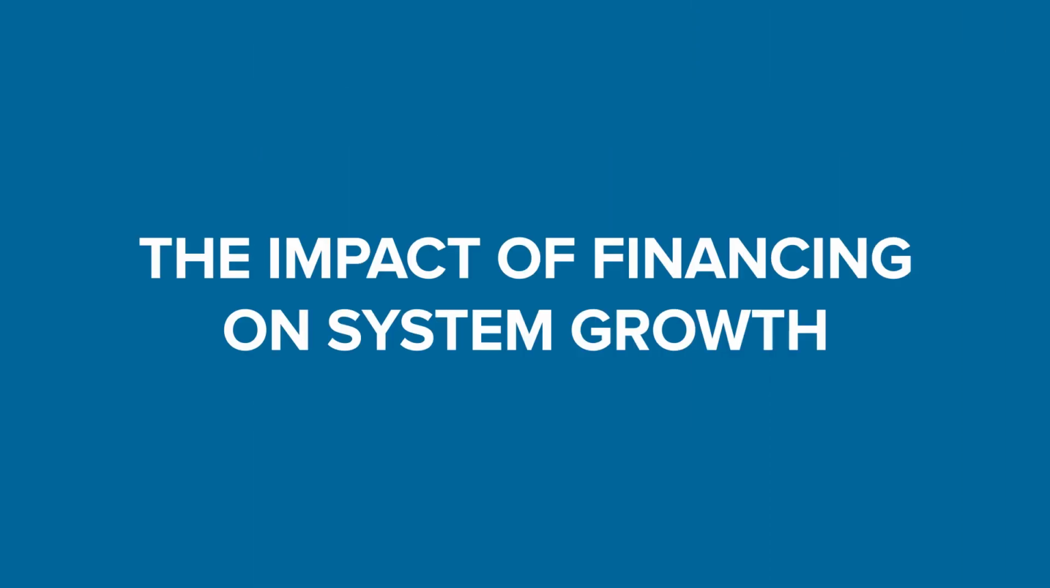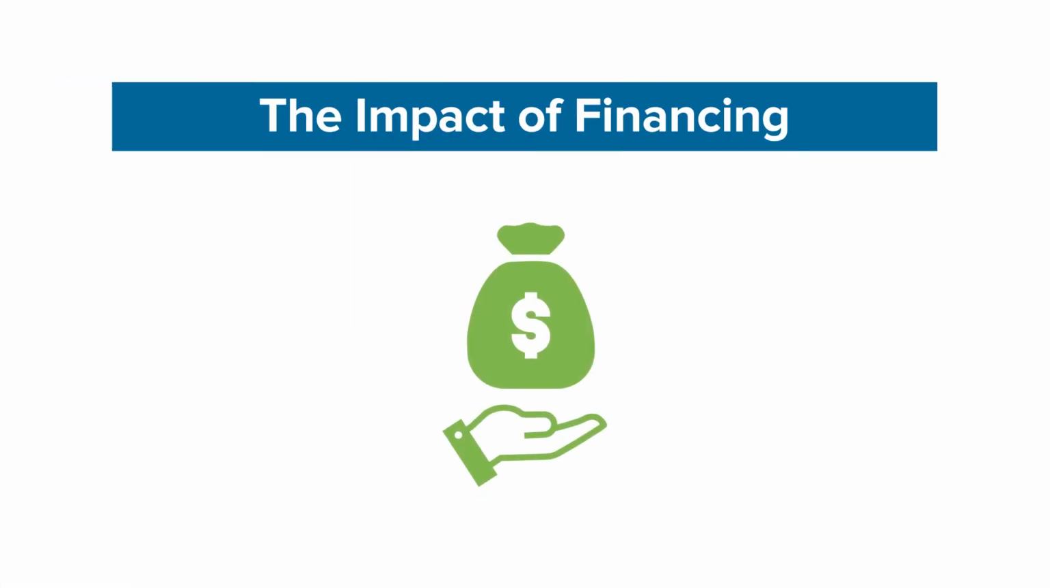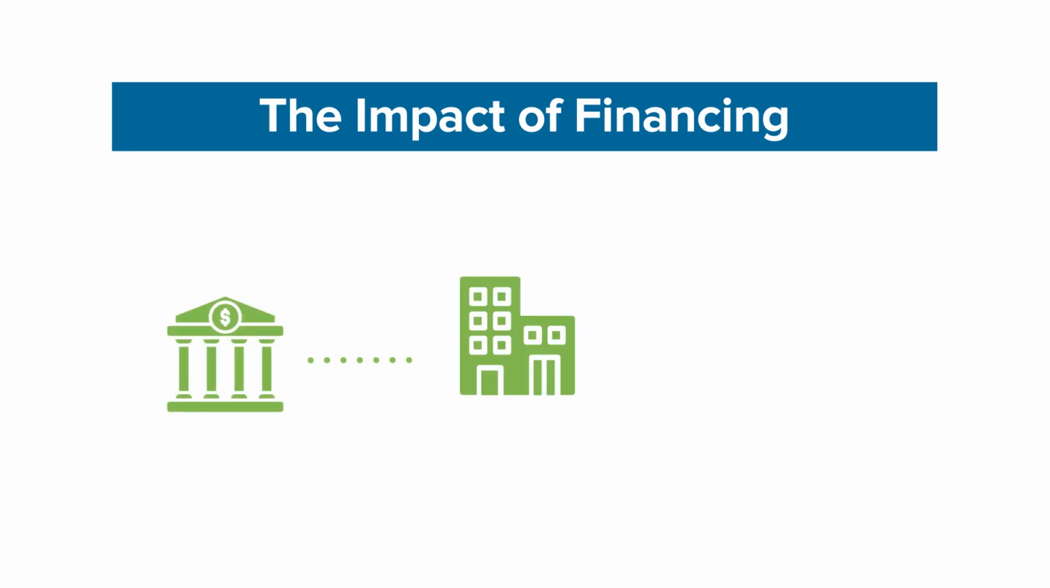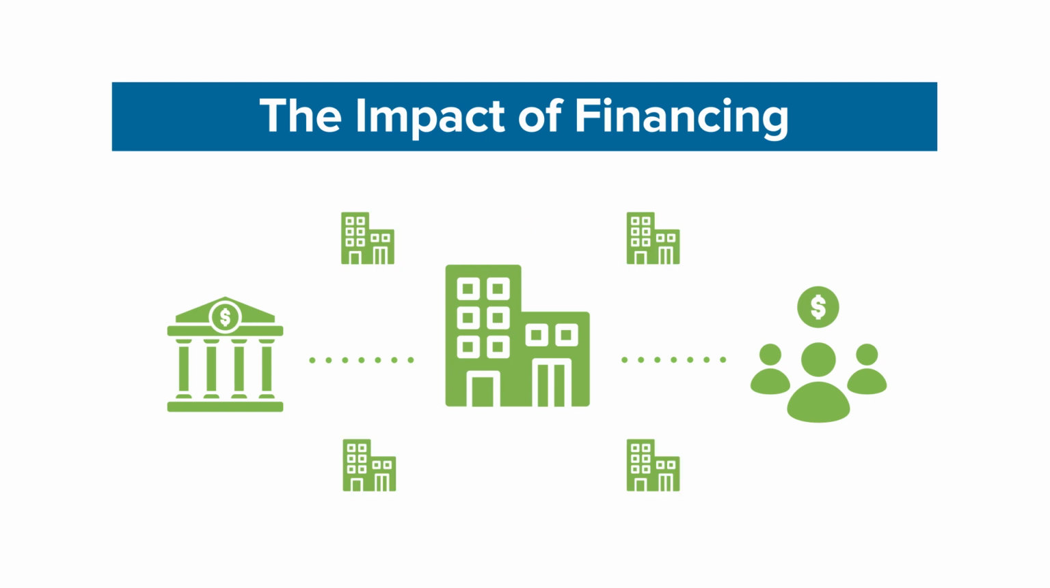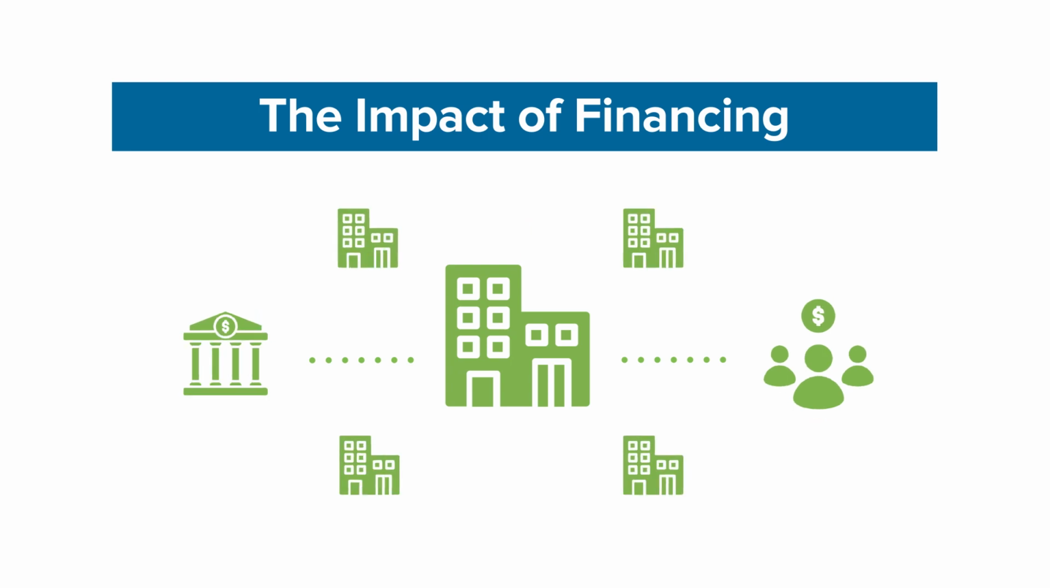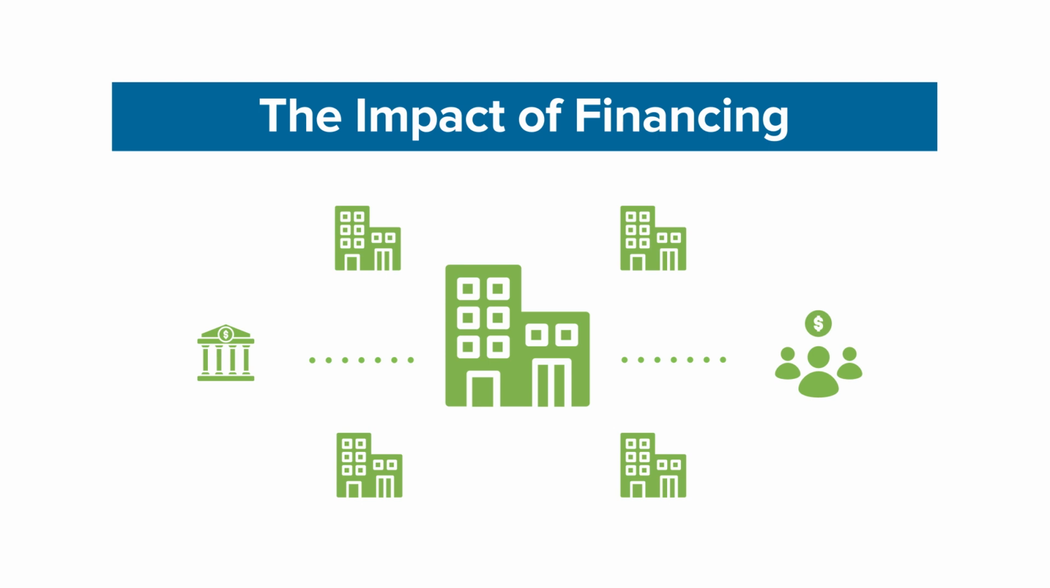The impact of financing on system growth. Financing has a major impact on how franchise networks grow. To expand in its early stages, the franchisor may rely mostly on bank loans, outside investors' capital, or profits from their company-owned units. As it grows and acquires more franchisees, the fees paid by the franchisees become the main source of profit and expansion capital for the franchisor.